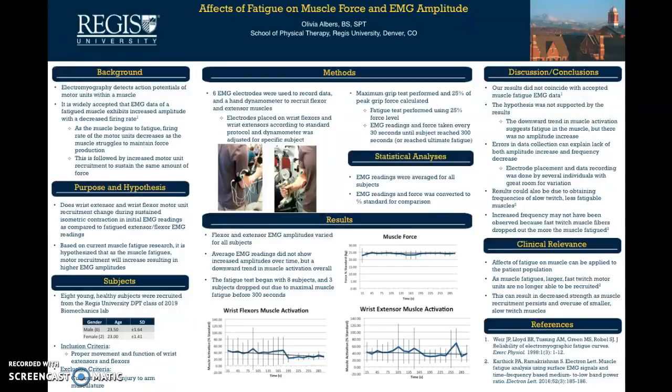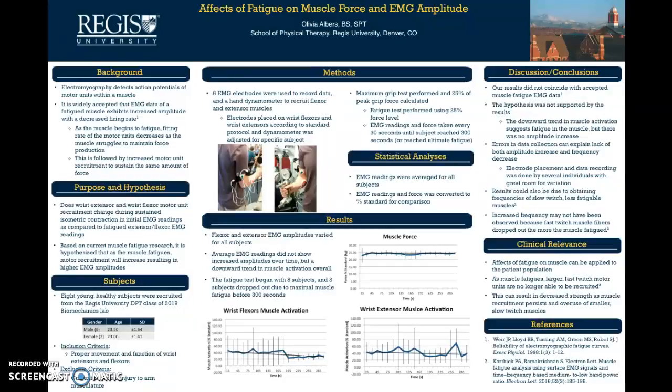Current literature says that fatigue will create an increase in the amplitude of EMG data. This is due to the increased motor unit recruitment of a muscle as it tries to sustain a constant load. The purpose of this study was to explore this idea in isometric contractions of the wrist extensors and flexors using a hand grip dynamometer and EMG electrodes to collect muscle activation data.